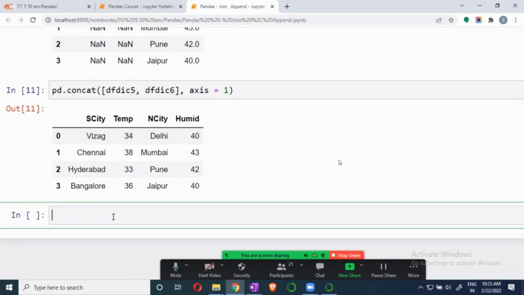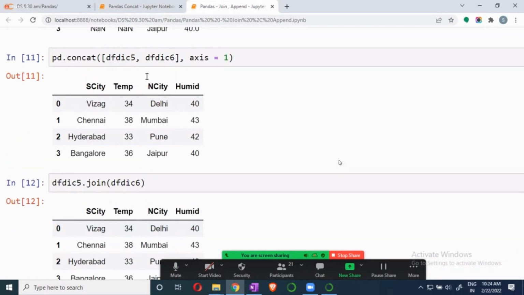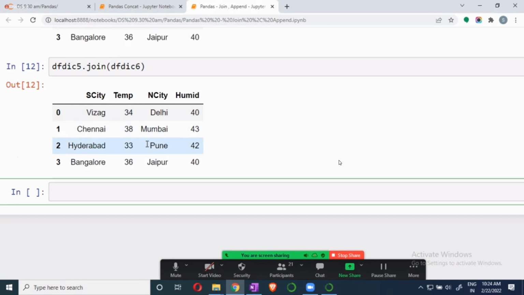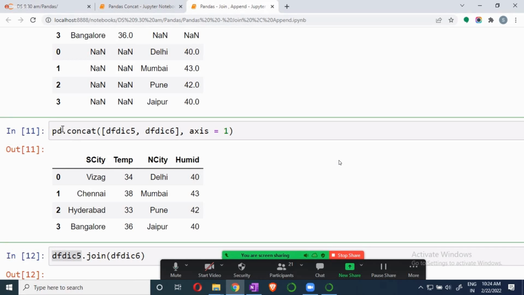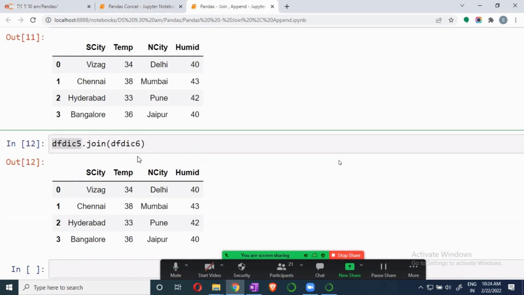Now for the join, how you use it is, you will have the primary data set and a secondary data set: df_dic5.join, and I will give it df_dic6. Now you see this, the same. Got it, guys? The only difference is join is called with the help of the primary data set, whereas concat is called with pandas. Remember that is the difference.